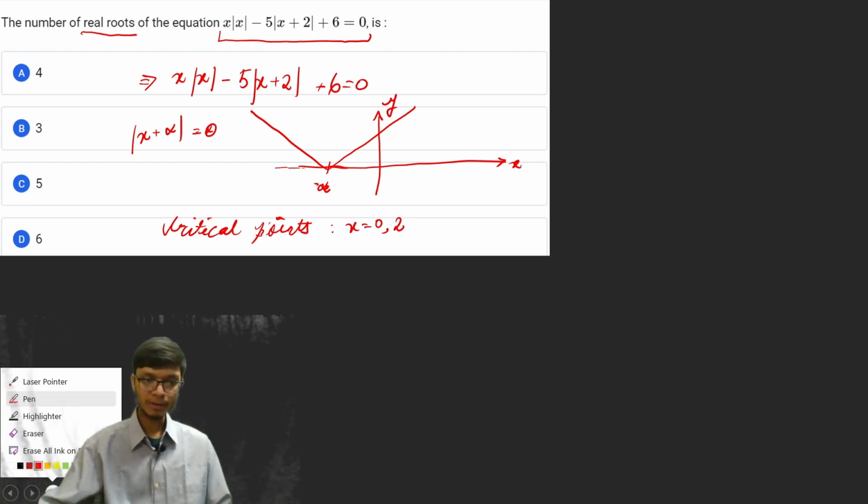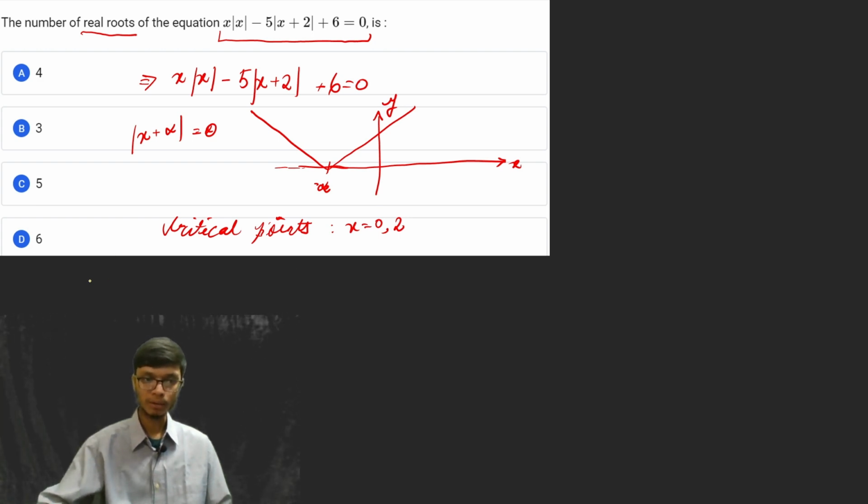All right, so let us now make some cases and solve this particular problem. The very first case is when x is less than -2. So if x is less than -2, then of course the mod of x will obviously open in the negative sign, and this will make it minus of x squared. And since x is less than -2, x plus 2 will open with a negative sign, and that will give me plus of 5 times of x plus 2 plus 6 is equal to 0.